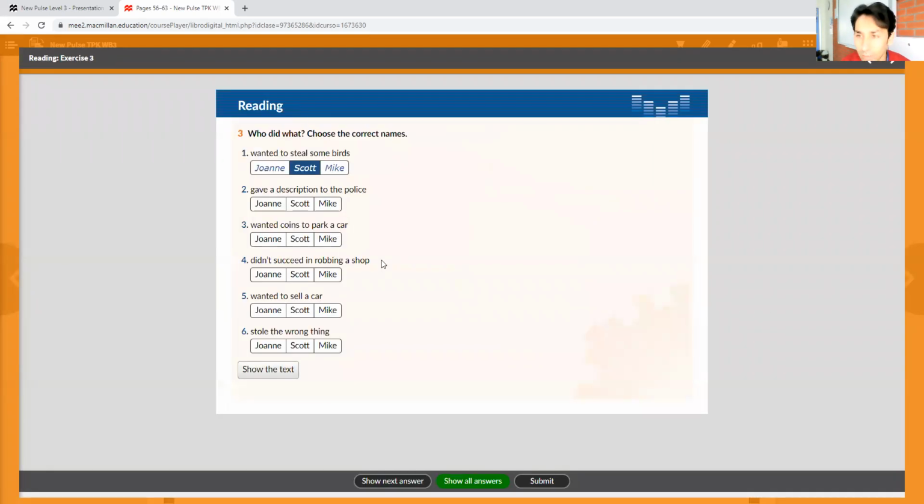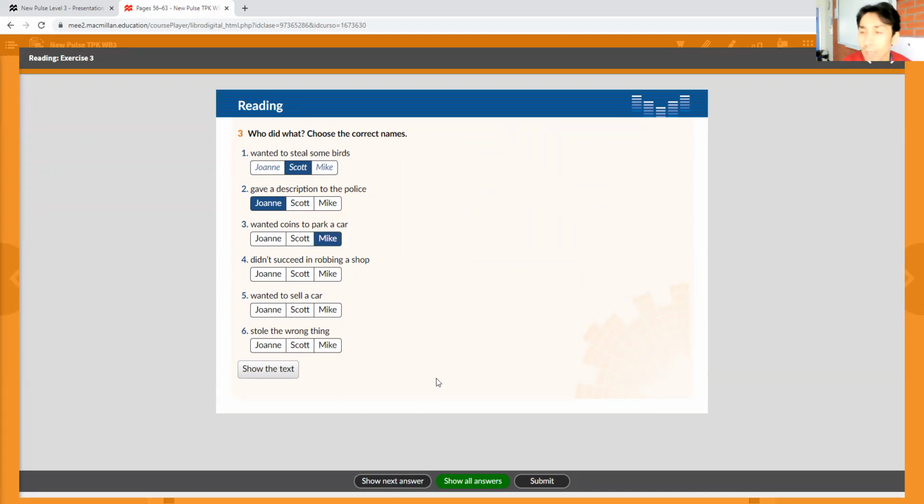The other exercise, exercise three, it's about reading again. Who did what? Choose the correct names. First one, wanted to steal some birds. Who? Scott. Look at second one. Give a description to the police. Yuan, Scott, or Mike? Answer is Yuan. Three, wanted coins to park a car.